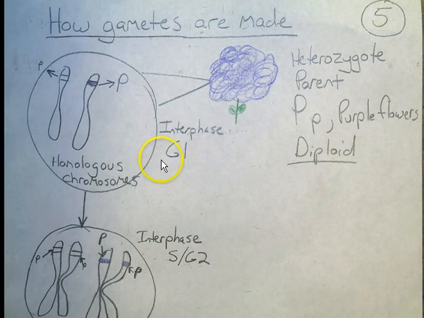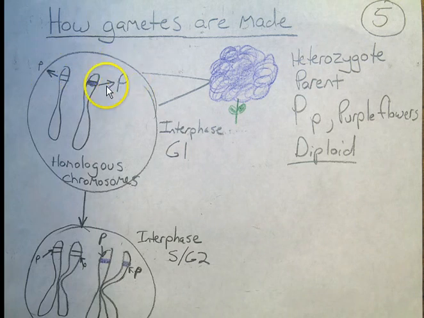Now, in our starting cell for how we make gametes, we're going to have two sets of every chromosome. Remember, homologous chromosomes, you get one set from mom, one set from dad, and we basically have two copies of every gene. Here we have one version of a gene, called an allele, for the recessive trait, represented by little p. Little p represents the allele for white flower color in plants.